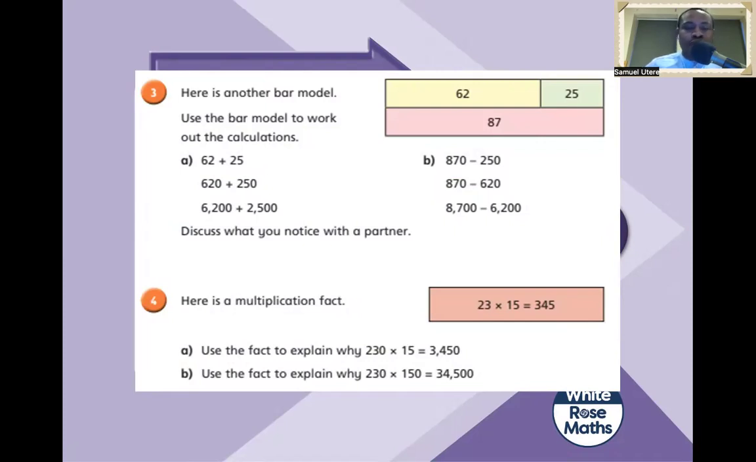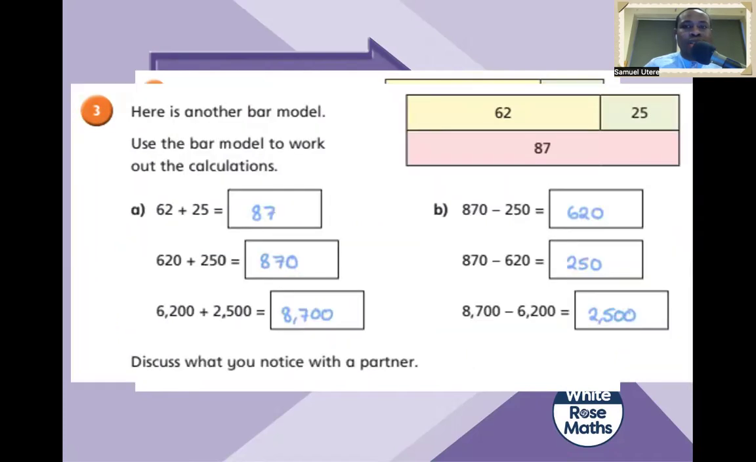Assuming you've paused the video and you've answered questions 3 and 4, here are the answers. Let's discuss them. So for question 3, here is another bar model, and you're given the bar model. Use the bar model to work out these calculations. And you can see that, remember, for the bar model, we add the bars. So we're going to add the bars, 62 and 25, which will be equal to the big bar, which is 87. And then we can use that to answer this question as well.